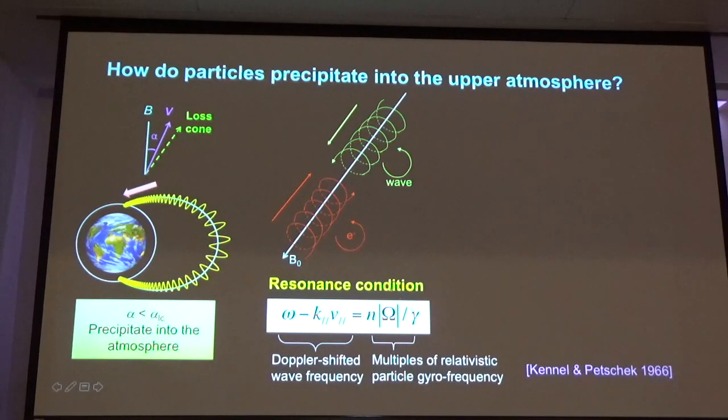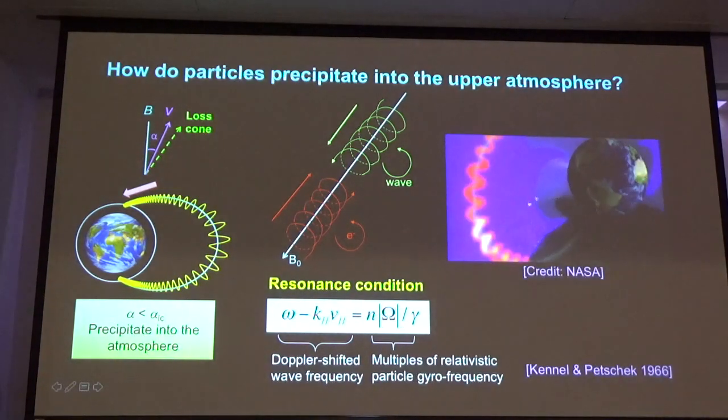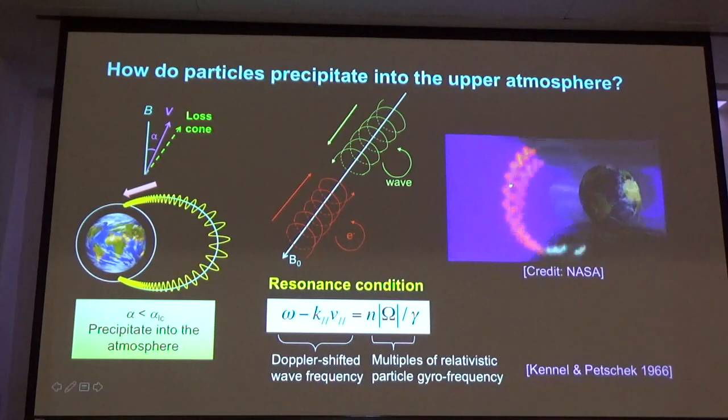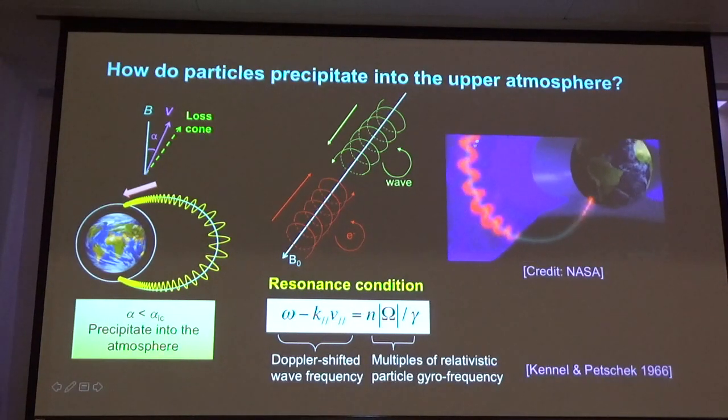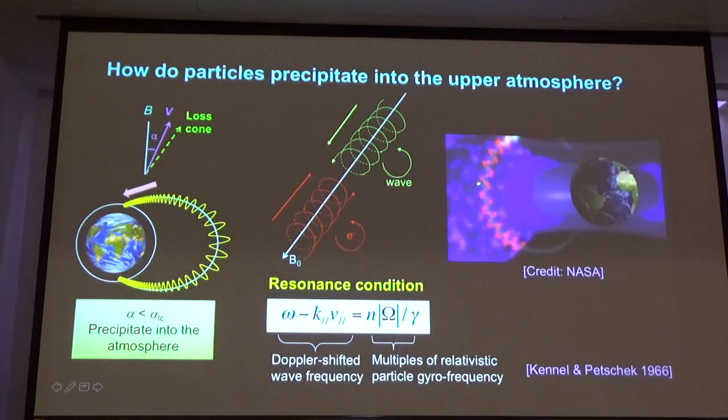So if we take an example of the electron and right-hand polarized whistler mode wave, when they satisfy this resonance condition, they can be locked in phase over many cycles and have time to exchange their momentum and energy, so that some of them can be pitch angle scattered into the loss cone and hit the atmosphere and ultimately get lost. And this movie shows an example of how those trapped particles can be lost to the upper atmosphere by interacting with the whistler mode waves. Okay, it's a little bit slow here.